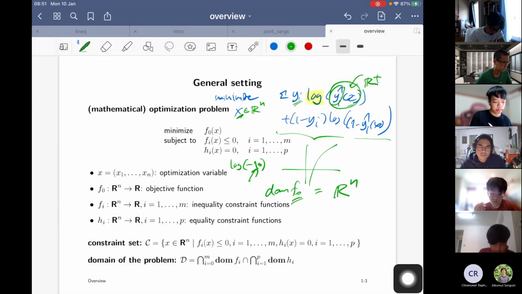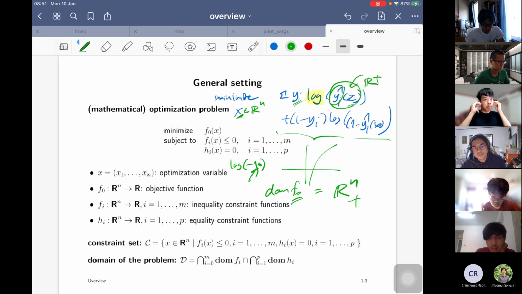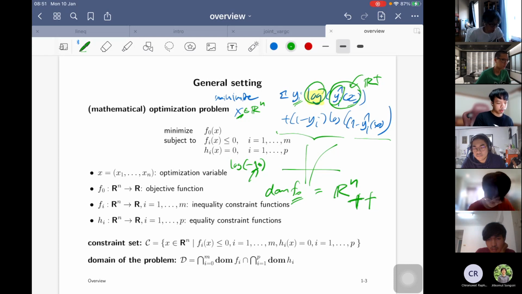I should use the notation. Probably I write it again. Rn, Euclidean space, is a vector. If I put one plus sign, it means that it's non-negative, right? If I have two plus signs, it means this has to be positive. So the function log has an implicit domain. In this example, the domain of the problem is Rn++.